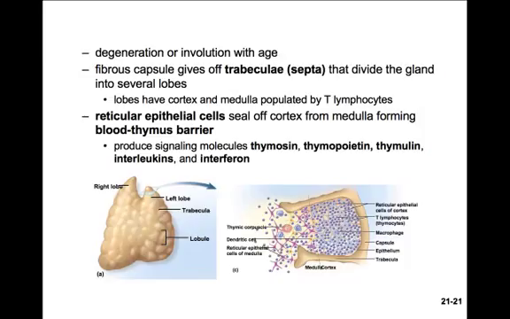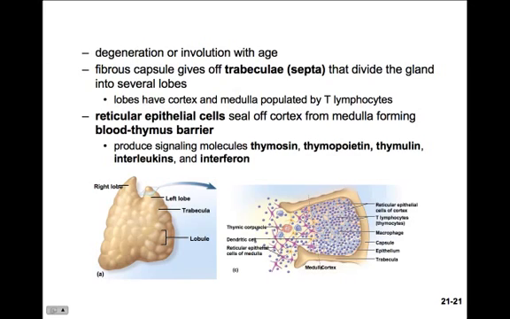The cortex is separated from the medulla by these reticular epithelial cells. Remember, these branched type cells that create little compartments. And in the cortex, they seal off the space so that the T lymphocytes can't go anywhere.